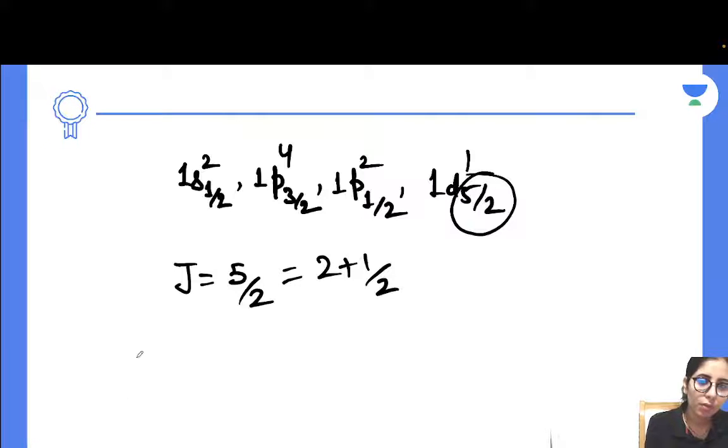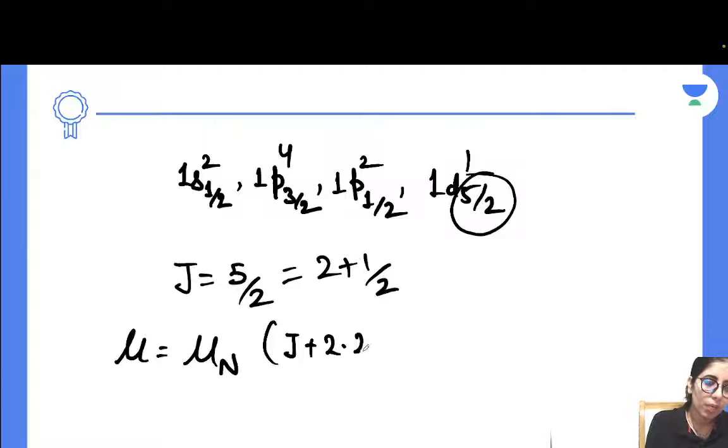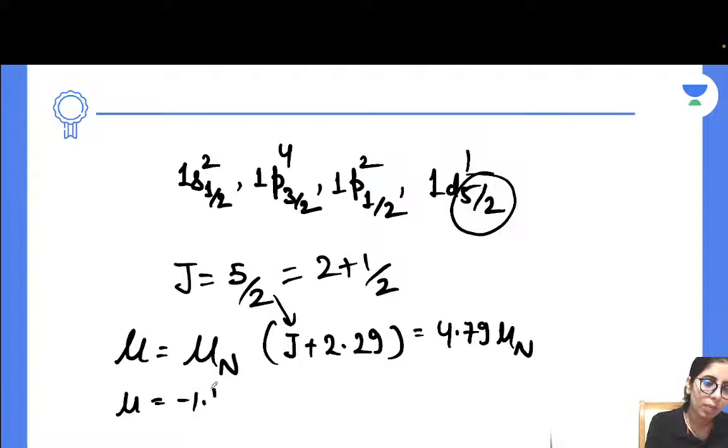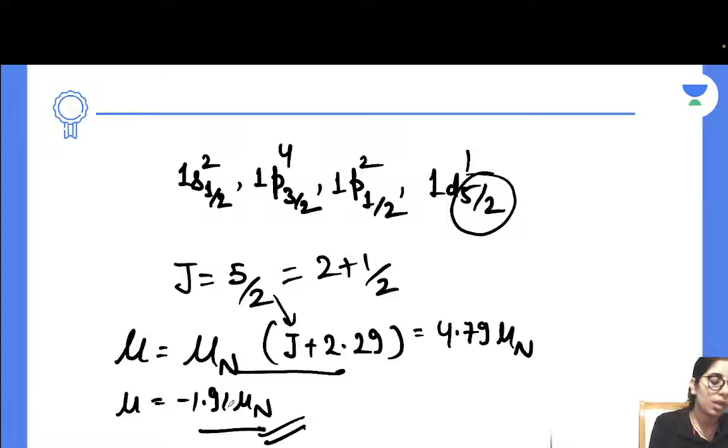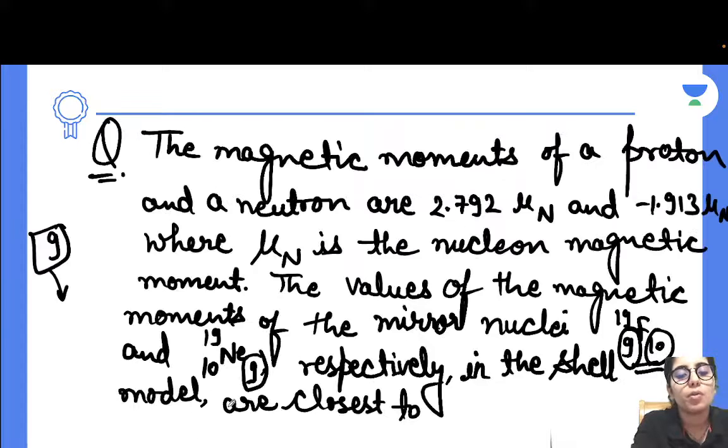So in this case, your first expression for the magnetic moment will be mu n nuclear magneton, J plus 2.29. This is the formula. So in that case, what is J? J is equal to 5/2. Just plug it in here, 2.5 or 5/2, whatever you want to write, and then you are going to get 4.79 mu n. For the second part, it's going to give you negative 1.91 mu n, because the one we had was for proton and the other one for neutron. So it's the direct expression for it. It gives you negative 1.91 mu n for neutron and the first formula for the proton case.